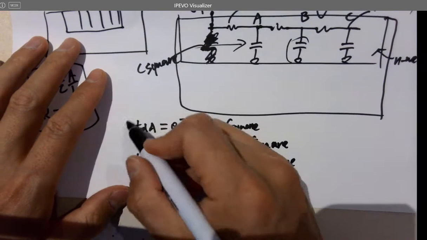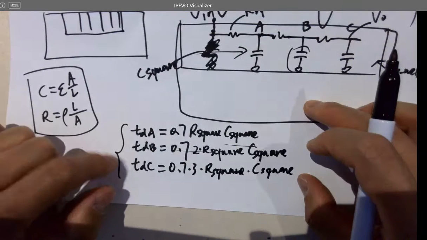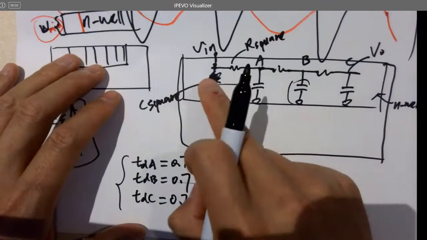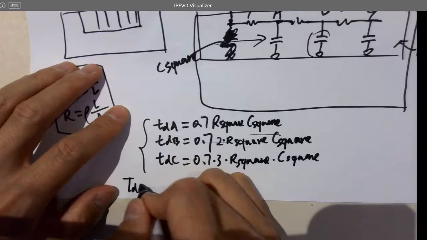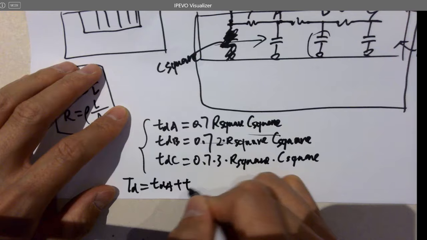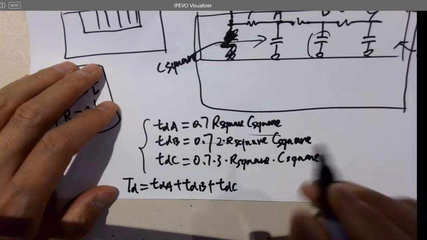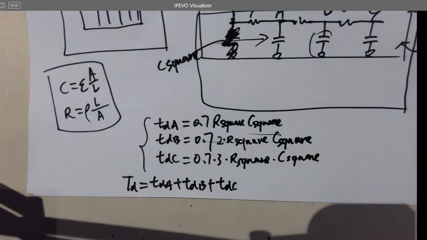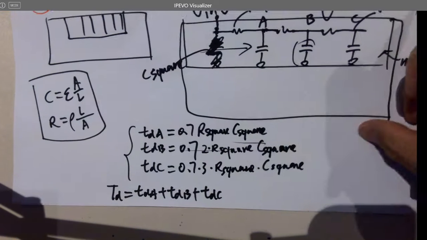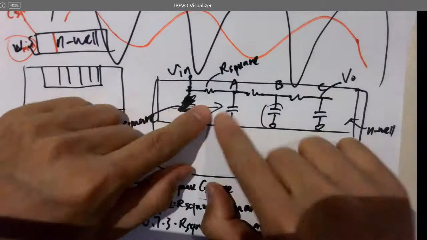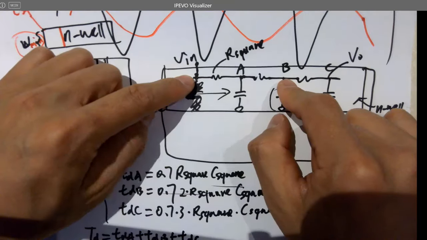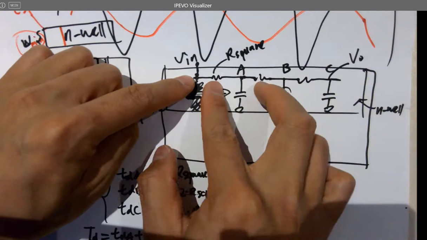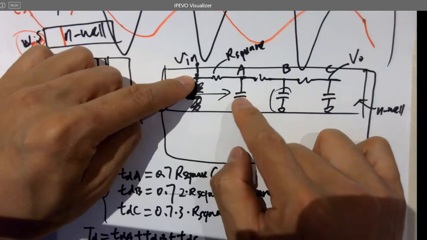And how to deal with all these little time delay times. So the overall time delay from here to here would be TDA plus TDB plus TDC. Why can we calculate in that way? You are thinking, hey, when you are trying to find out the time delay from here to B, why can't you just directly use 0.7 2RC? What about this cap?